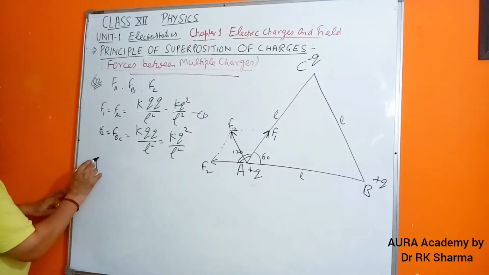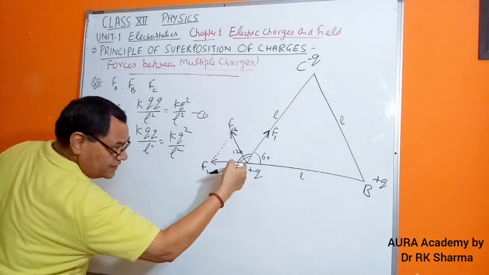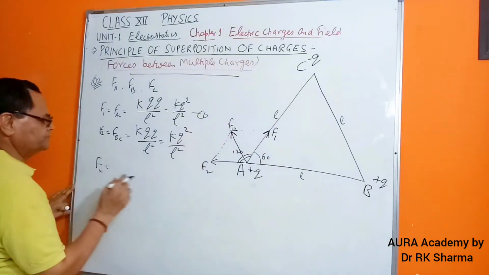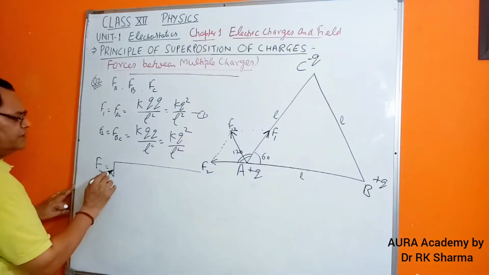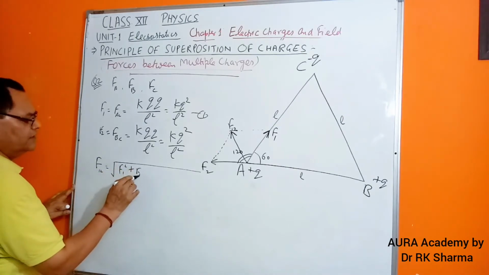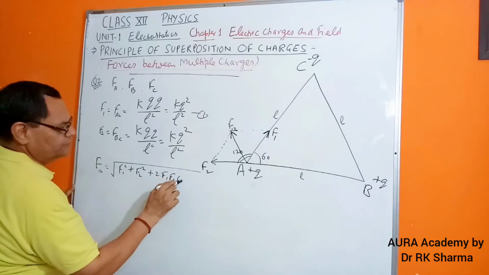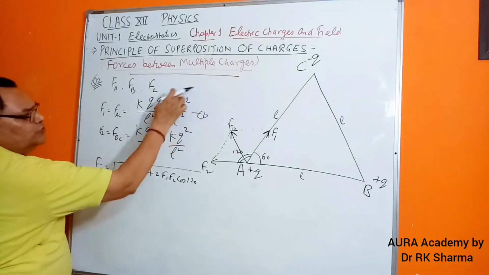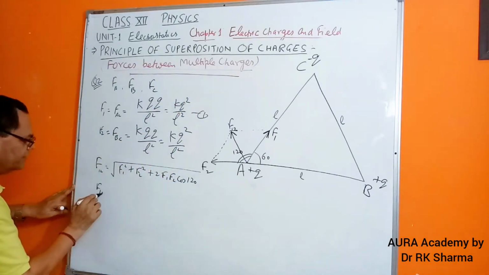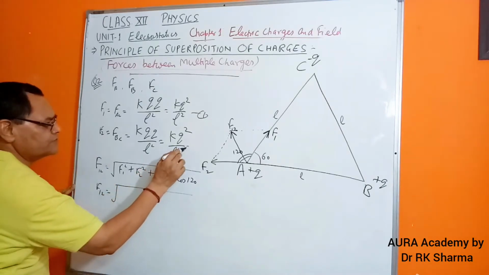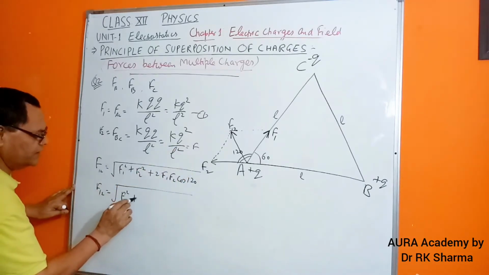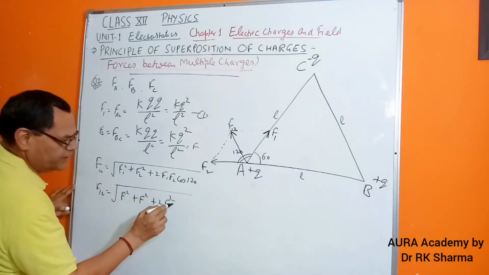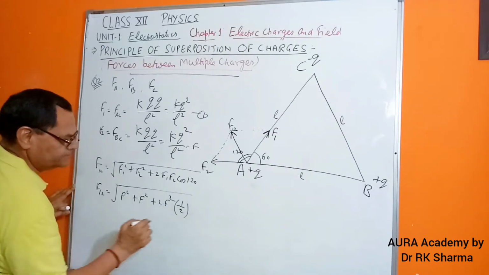So the resultant F12, that is the net force at A due to this arrangement, will be the vector sum. We can apply the parallelogram law: F1 square plus F2 square plus 2F1F2 cos 120. But don't you think F1 and F2 were numerically equal? So F12 is equal to, let me put it as ordinary F, F square plus F square plus 2F times F, so F square, and cos 120 is minus half.